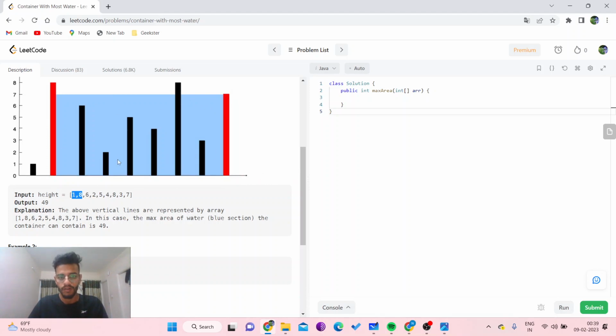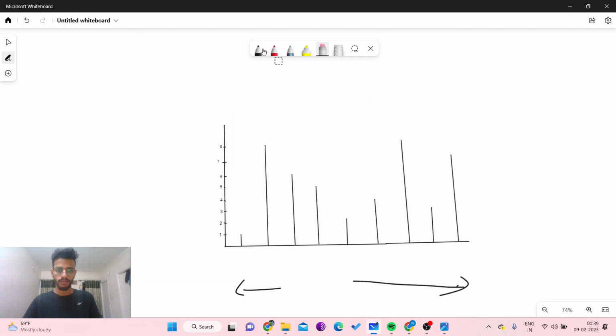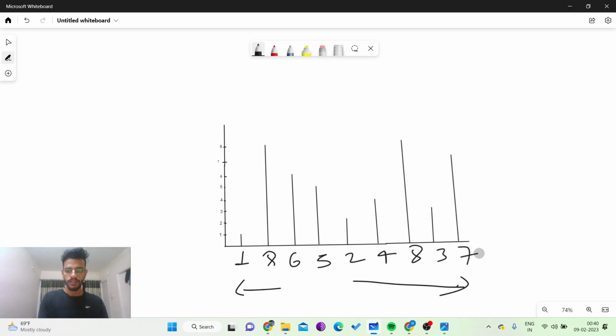Basically the question is where we can find the maximum area. So I will quickly erase this one. The array is 1, 8, 6, 5, 2, 4, 8, 3 and 7.